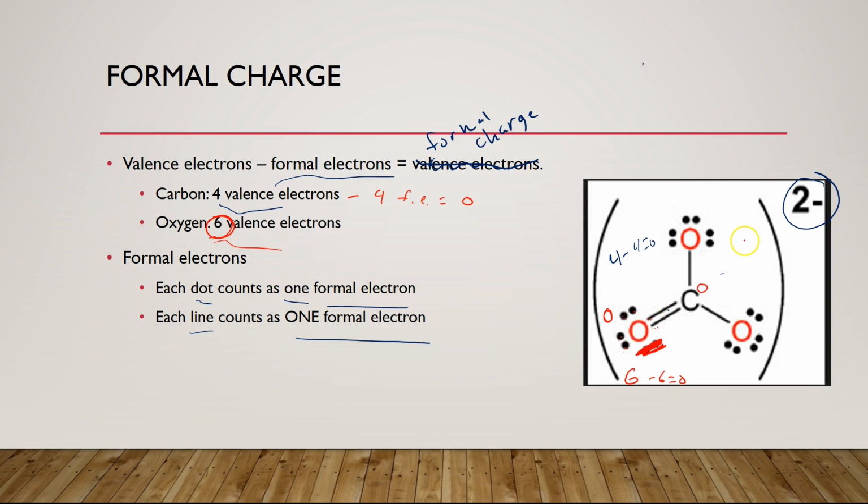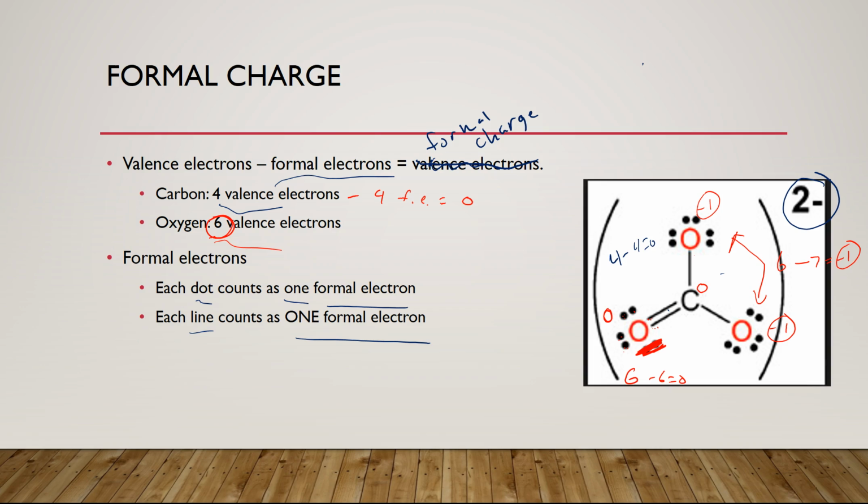Now, these 2 singles, I'll just do these at the same time since they look exactly the same. They each have 6 valence electrons. So I'm going to go 6 minus... now we got to count their formal electrons. I've got 1, 2, 3, 4, 5, 6, 7. 6 minus 7 equals negative 1. So this oxygen has a negative 1 formal charge. This oxygen has a negative 1 formal charge.